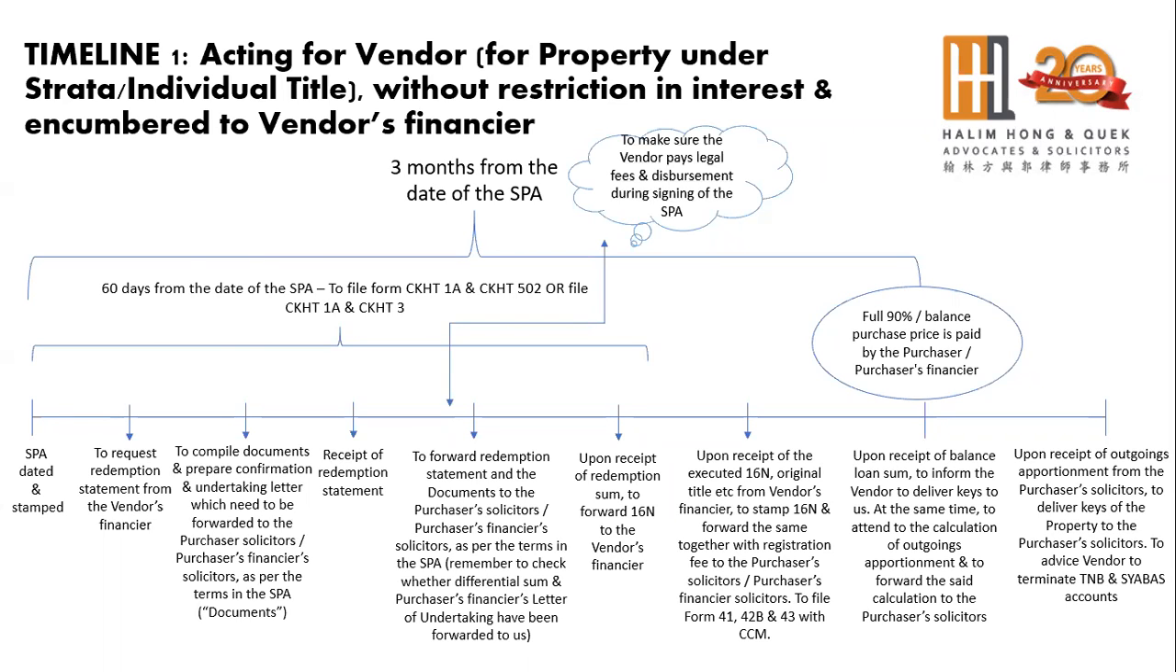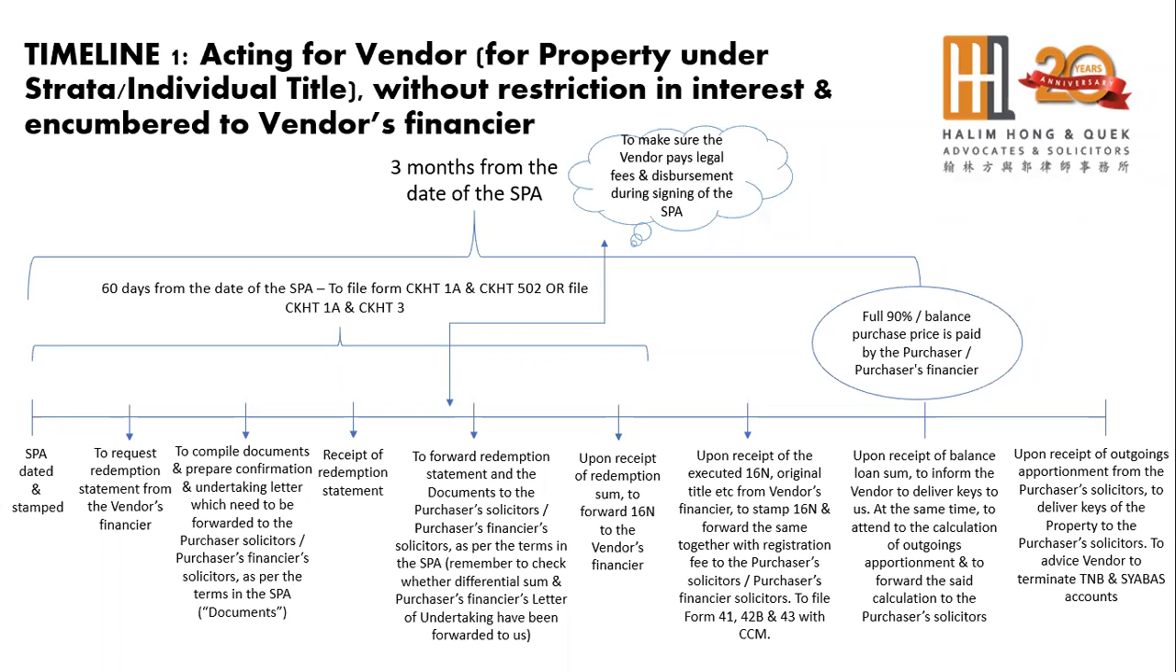The vendor needs to pay. Usually in the SPA, 3% retention sum, 3% of the balance deposit, needs to be retained by the purchaser lawyer. So the purchaser lawyer will help the vendor to submit. After submitting, the purchaser lawyer will give you a receipt, then give a receipt to the vendor lawyer. So the vendor lawyer can submit CKHT 1A together with the receipt and 502. So it will be 60 days from the SPA date.